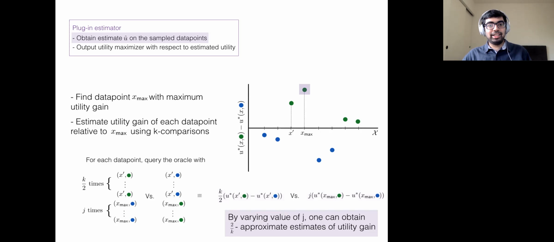Combining this with a binary search and varying the values of j appropriately, one can actually obtain a 2 by k approximate estimate of the utility gain of x prime. Similarly, by iterating over all the data points, one can obtain the estimates over the entire dataset. And with this, we complete the procedure for obtaining these estimates.